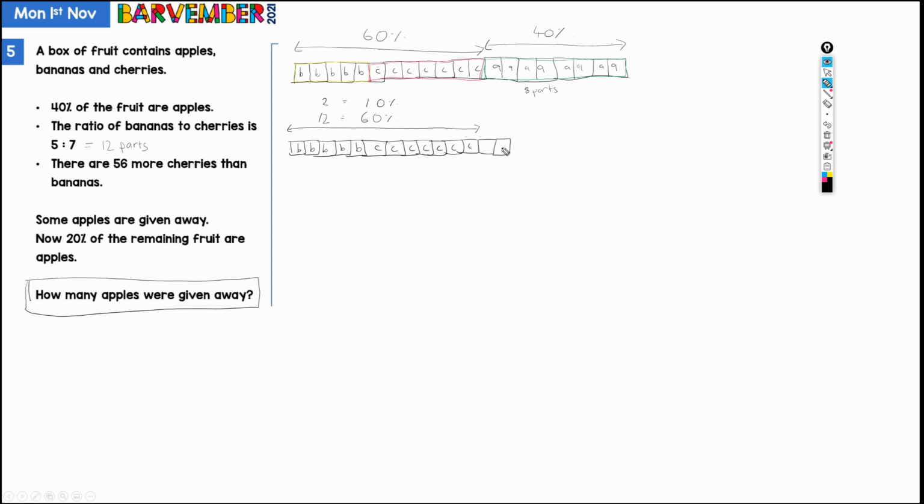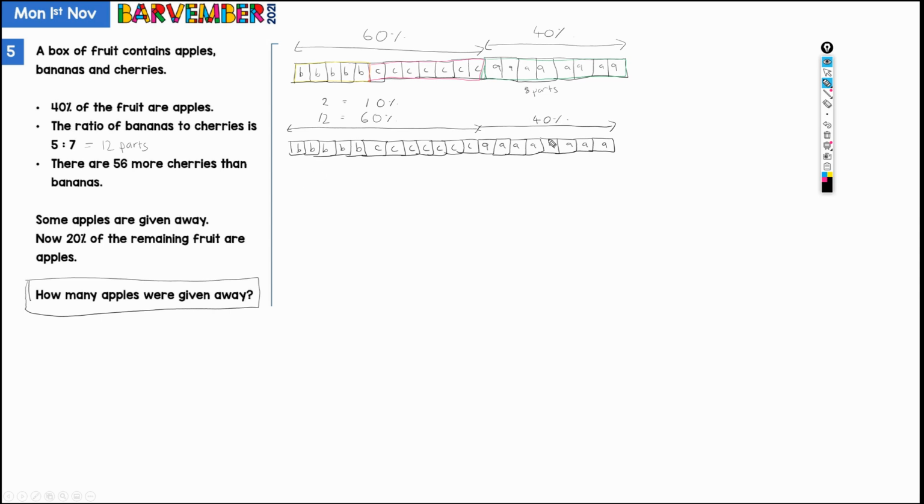1, 2, 3, 4, 5, 6, 7, 8. So you end up with the same diagram. I'm just showing you, you might have come about it a different way. And it doesn't matter as long as it makes sense to you. And the model needs to make sense to you, the person drawing it and using it. So 1, 2, 3, 4, 5, 6, 7, 8. Okay, so that's the 40%.